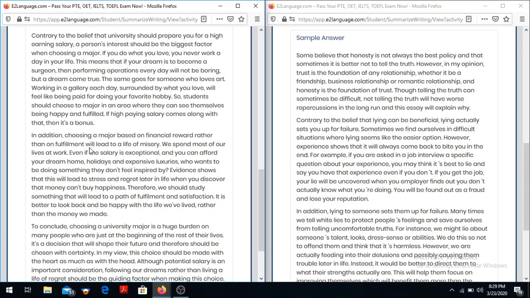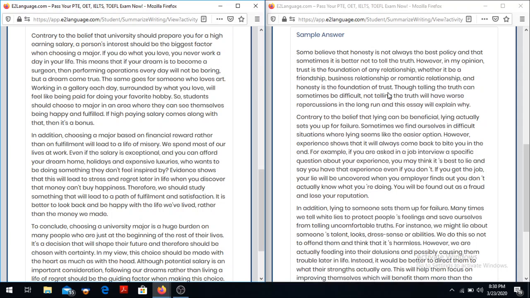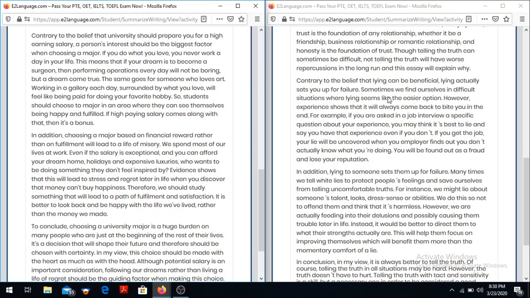Evidence shows that this will lead to stress and regret later in life when you discover that money can't buy happiness. Therefore, we should study something that will lead to a path of fulfillment and satisfaction. It is better to look back and be happy with the life we have lived rather than the money we made. So now let's go to the next topic, the right side, the second paragraph.